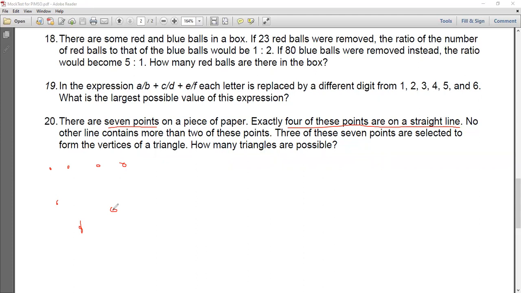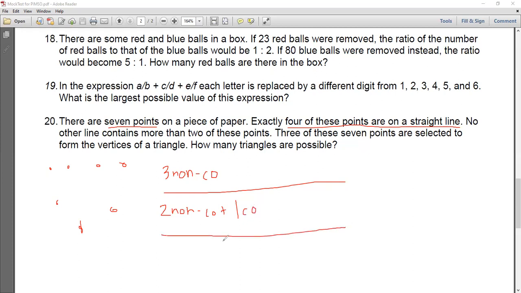In this case, we have 3 conditions here. The first condition is using the 3 non-collinear. The second condition is using 2 non-collinear plus 1 collinear. And then the last condition will be using 1 non-collinear plus 2 collinear. So how to do this one?